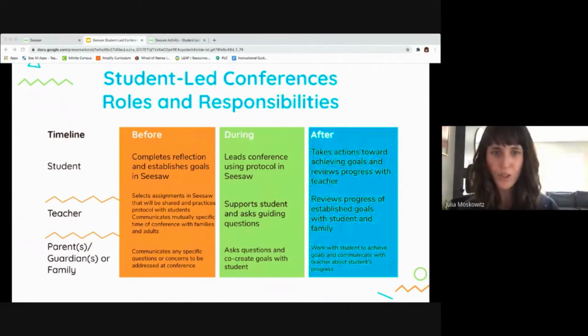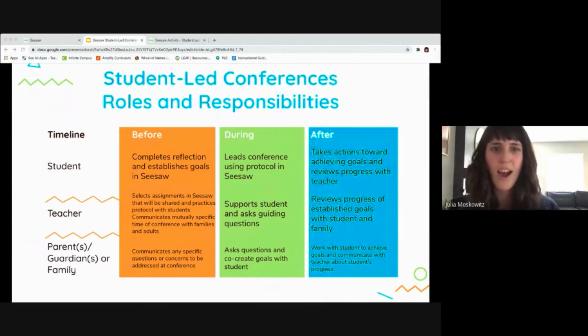So in a student-led conference, the students and the stakeholders, everybody has a role. Everybody is going to come with something in their mind so that they can support. This is not just the teacher talking and leading everything. It's more the teacher as a facilitator.